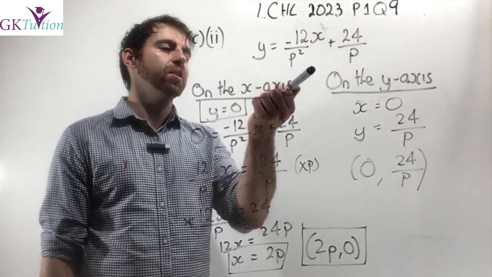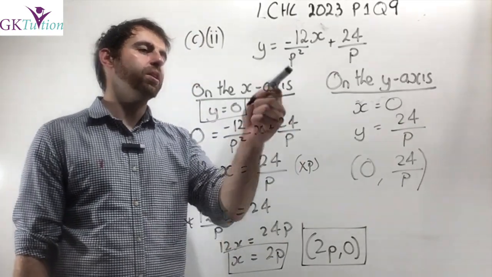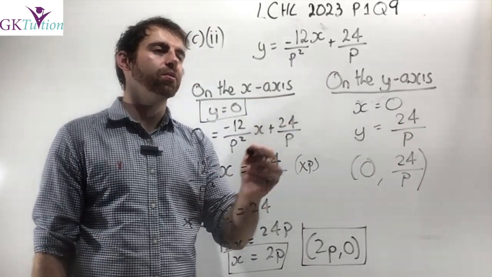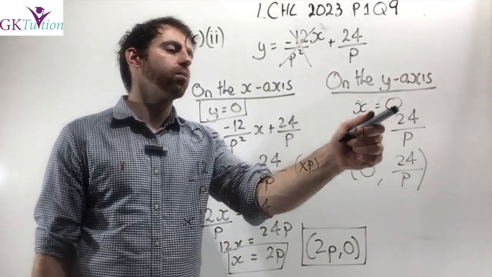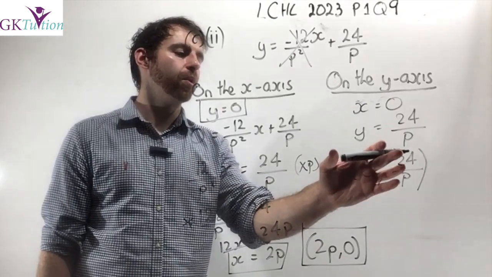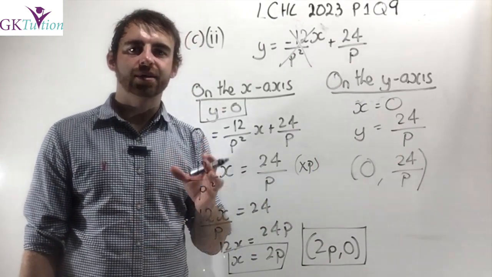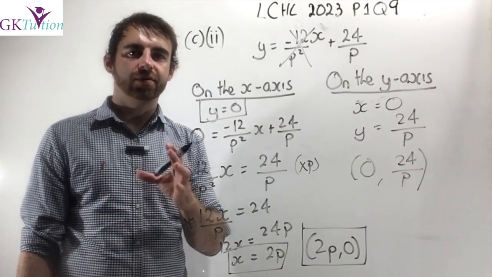And then it's much simpler on the y-axis. You sub in x equals 0. Well, if we take this equation and we sub in x equals 0, then this term just gets cancelled out, and we're left with y equals 24 over p. So the y-intercept is (0, 24 over p). Let's go back to our diagram now and use this information to identify the area of the triangle.